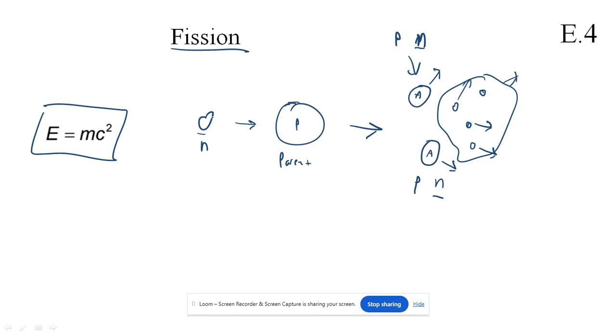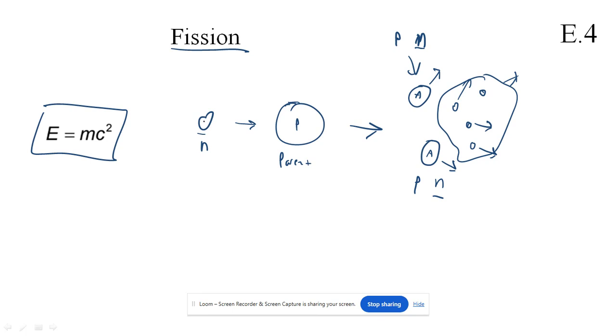Now, the funny thing about neutrons is that if the neutron's going too fast, it'll actually just go right through the nucleus, because these big nuclei are just barely held together. It won't stick to it. It'll just go flying through it, and it won't interact with it. So you actually have to slow these neutrons down. You have to moderate them.